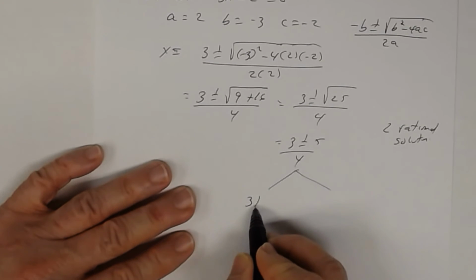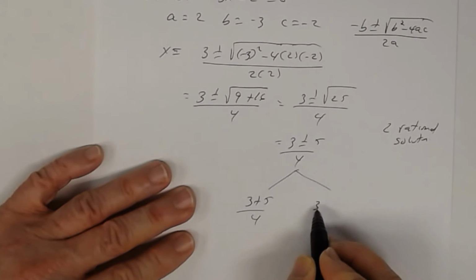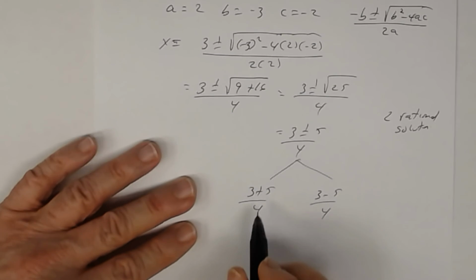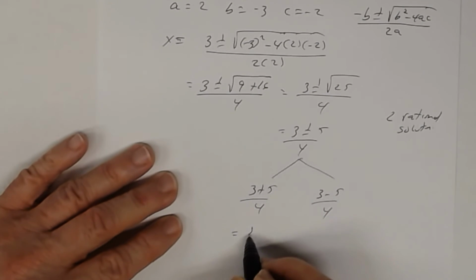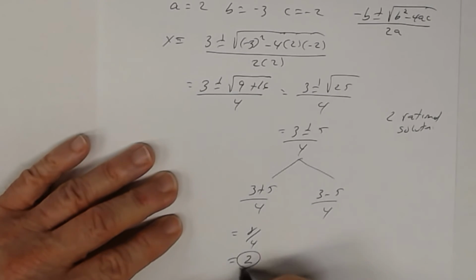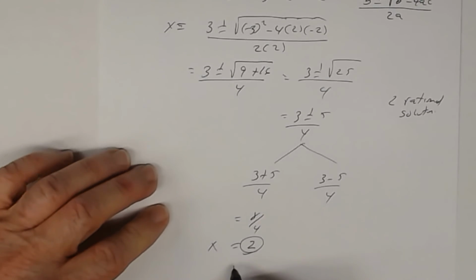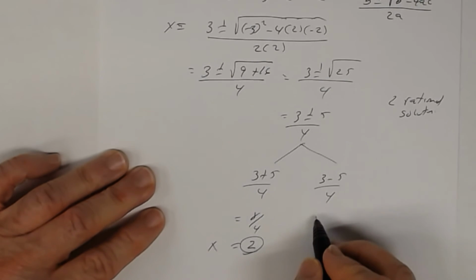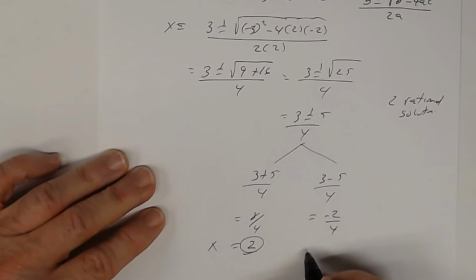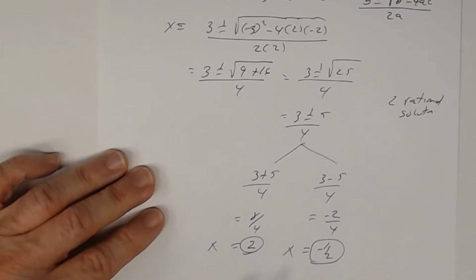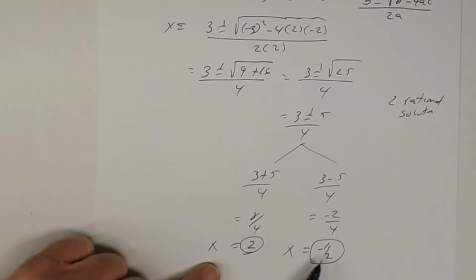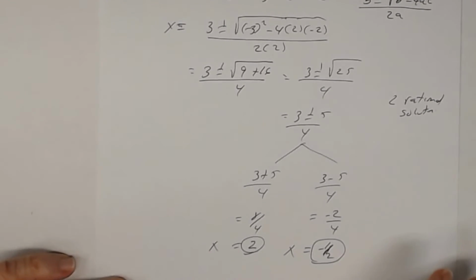So you can get 3 plus 5 divided by 4, and 3 minus 5 divided by 4. 3 plus 5 is 8, so I get 8/4, which is 2. So there's one of your solutions. Over here, 3 minus 5 is negative 2, divided by 4, so I get negative 1/2. So there's the other solution. So your two solutions are 2 and negative 1/2. Okay? All right, that was number 6.